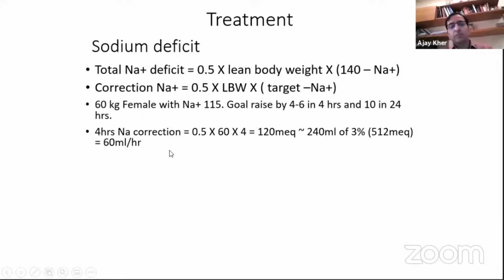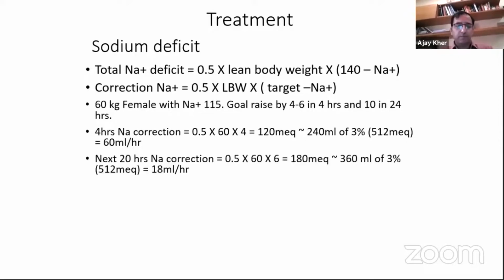You could start this person on a bolus of 100 ml, repeat the sodium in 3 to 4 hours, and then give additional boluses. Or you could put them on 3% at 60 ml per hour, and then monitor the sodium and adjust the rate based on their actual correction.